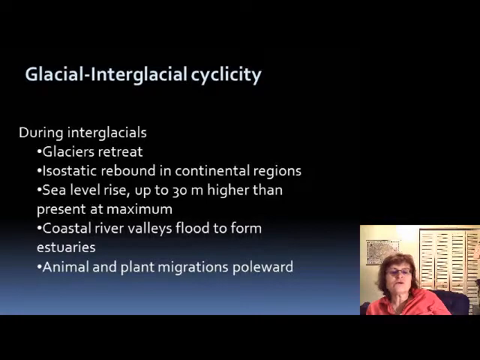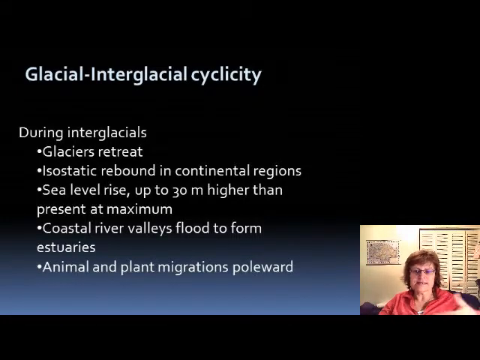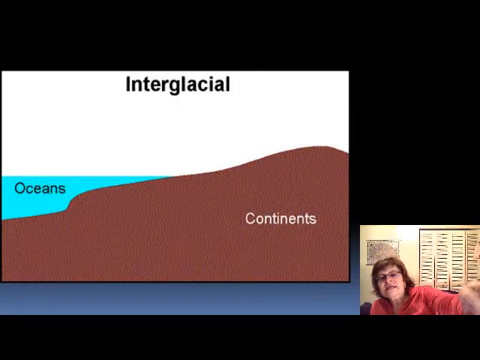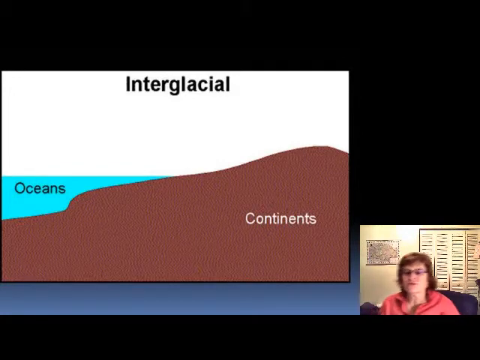And the coastal river valleys, just like Chesapeake Bay, will flood, and it forms estuaries. Estuaries are where the water is not fresh and not really salty. It's in between, it's brackish. And then, of course, the animals and plants are migrating the other way. This figure is actually animated, so when you play the slideshow, you can see that during interglacial, the sea level goes up, and during glacial, it's actually going down.